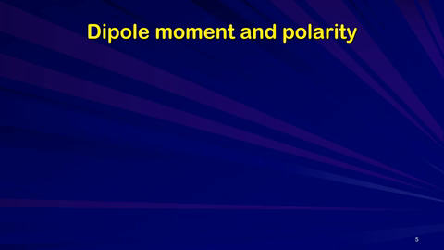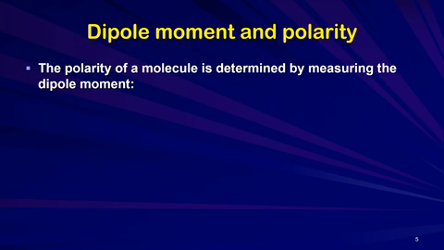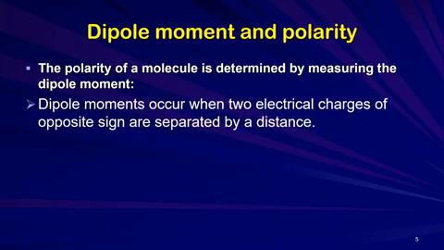Dipole moments and polarity. The polarity of a molecule is determined by measuring the dipole moment. And dipole moments occur when two electrical charges of opposite sign are separated by a distance. Suppose that here we have a positive charge and a negative charge. If the two opposite charges are separated by a given distance, then we get a dipole moment.